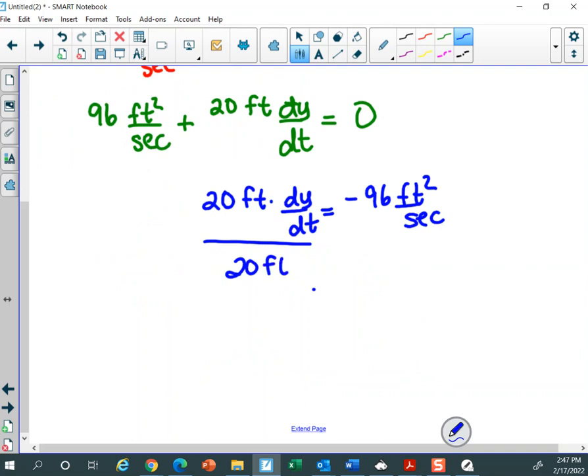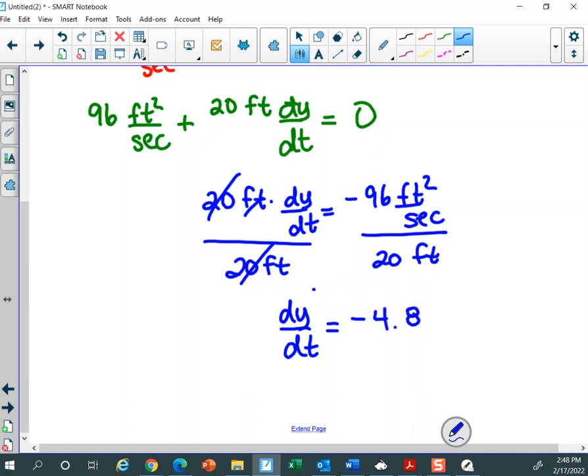So when I divide by the 20, dy dt is whatever negative 96 over 20 is. What is it? Negative 4.8. Thank you. Negative 4.8. And the feet cancel right on these feet.